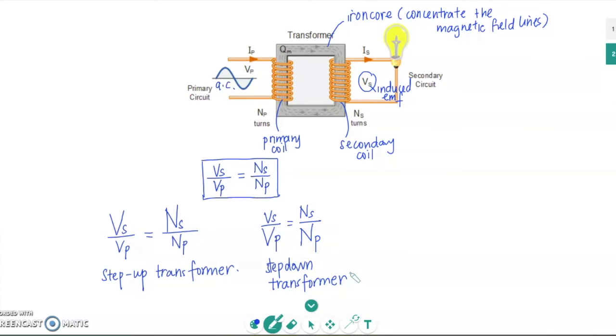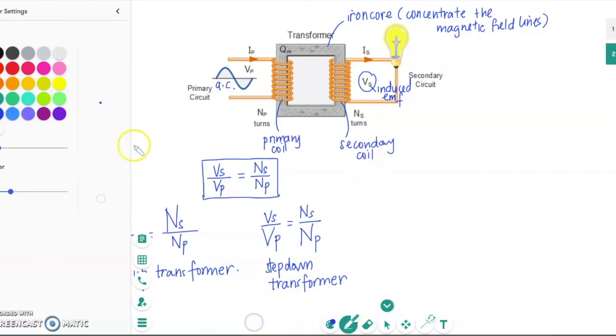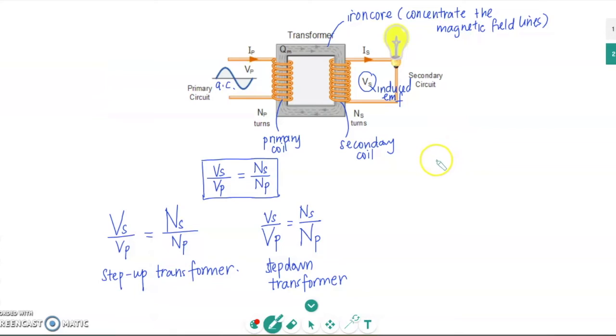Okay, now is there such a thing as a free lunch? How can we step up and step down as we like? So what is the main concept that governs here? Right, so physics is always into conservation of energy. So basically, this transformer will still always obey the conservation of energy, which is conservation of power, which is energy per unit time.